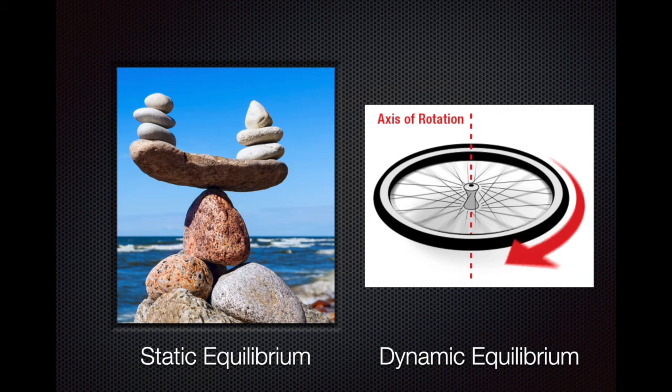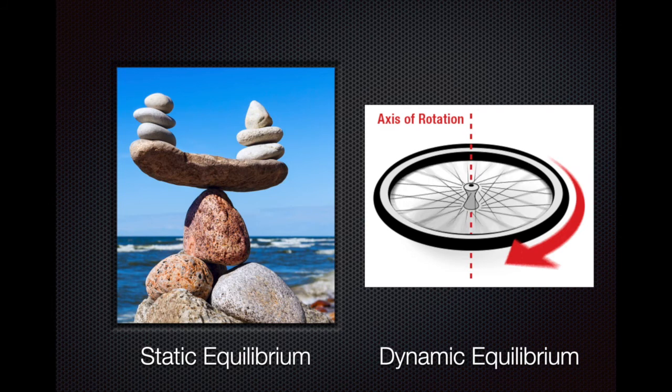Right, you can have an object have zero acceleration while sitting still, but you can also have an object moving that has zero acceleration, as long as it's moving at a constant velocity. So for rotational motion, we can have static equilibrium, like this pile of rocks that is not rotating at all. But we can also have dynamic equilibrium, like this wheel that is rotating, but it's rotating at a constant rate.